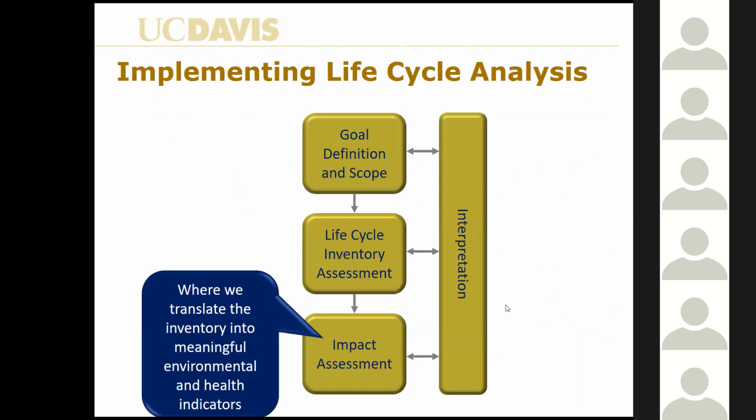So after we've conducted our inventory assessment, we end up with a vector with lots and lots of flows. And it's really hard for us to interpret those flows. What do they really mean? And in life cycle assessment, we're really interested mostly in understanding the impacts on human and environmental health. And so in the impact assessment step, we take that vector of inputs and outputs and we turn them into meaningful indicators of environmental and health impacts.